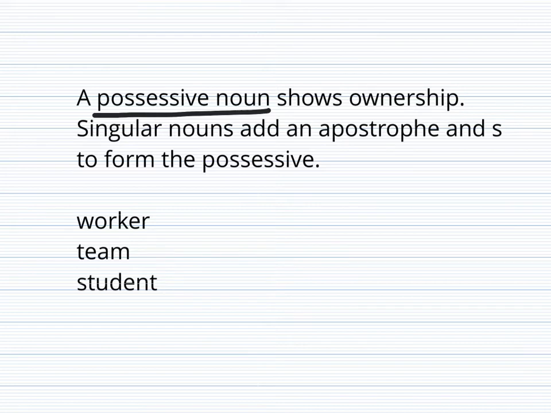So if we have worker, the singular possessive is worker's. And this would be in the case of the worker's overalls were dirty. If we have team, the team's trophy was lost, we would add apostrophe S. And then singular possessive of student: the student's backpack was purple.